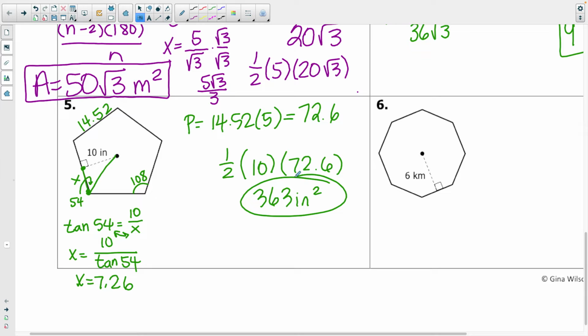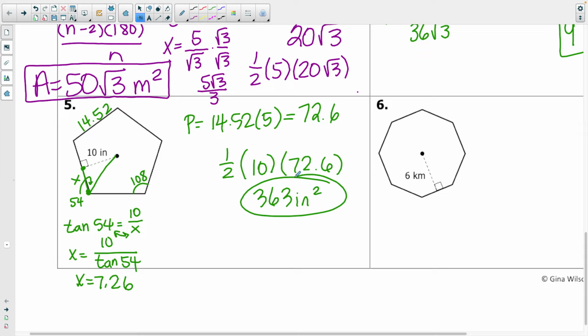Is that not what you got? No, it isn't. But I don't understand why I can't calculate anything today. I got 360. Why am I 3 off? Oh, it's 72.6. I'm not doing it. I don't want to do this.